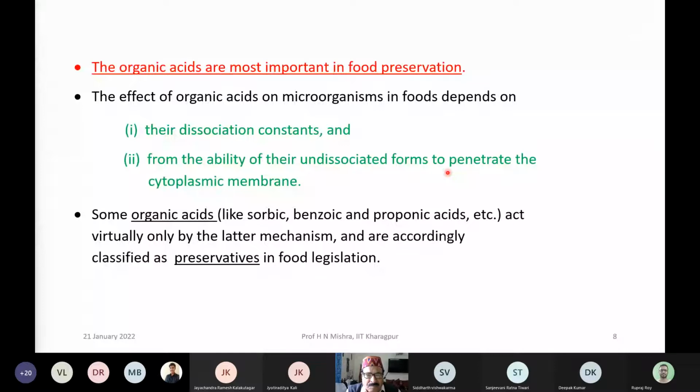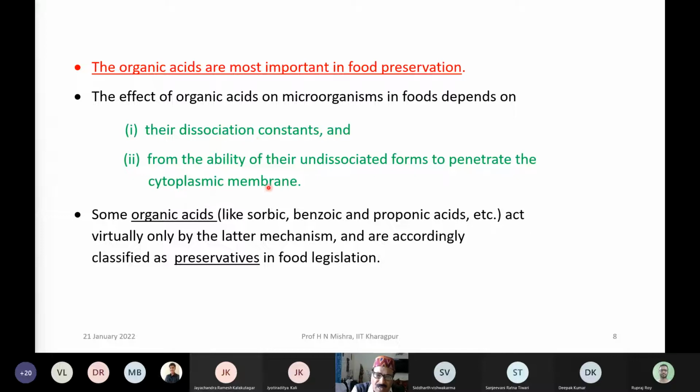Okay. So the organic acids are used as food preservatives. They are important in food preservation. Let me briefly tell how these organic acids act. What is the effect of organic acid on microorganisms? The effect of organic acid on microorganisms depends on two factors. One is their dissociation constant, and the other is the ability of their undissociated forms to penetrate the cytoplasmic membrane. That is number one, the dissociation constant of the organic acid, that is how easily it can be dissociated.